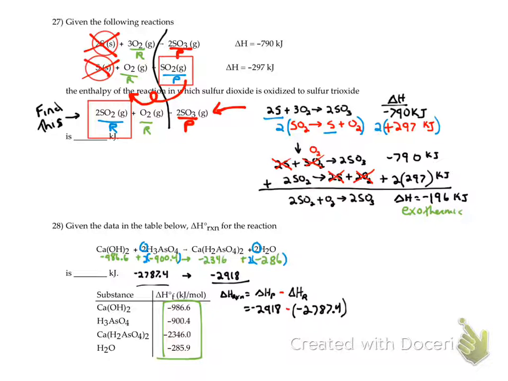A common point of mistake is to add these instead of subtract them. So I put that subtraction sign in red to make sure that when we subtract a negative, it turns positive. When you add a negative, it stays negative. And our final answer, negative 130.6 kilojoules per mole for this reaction.